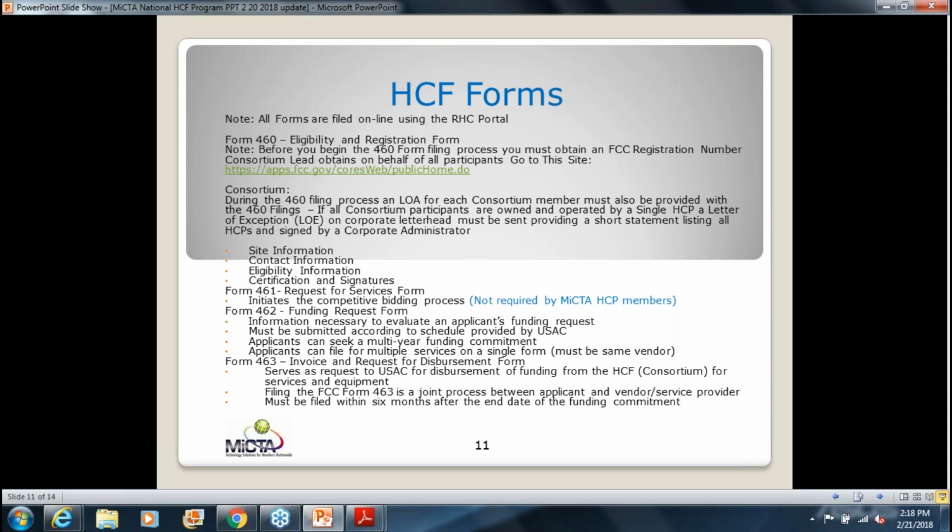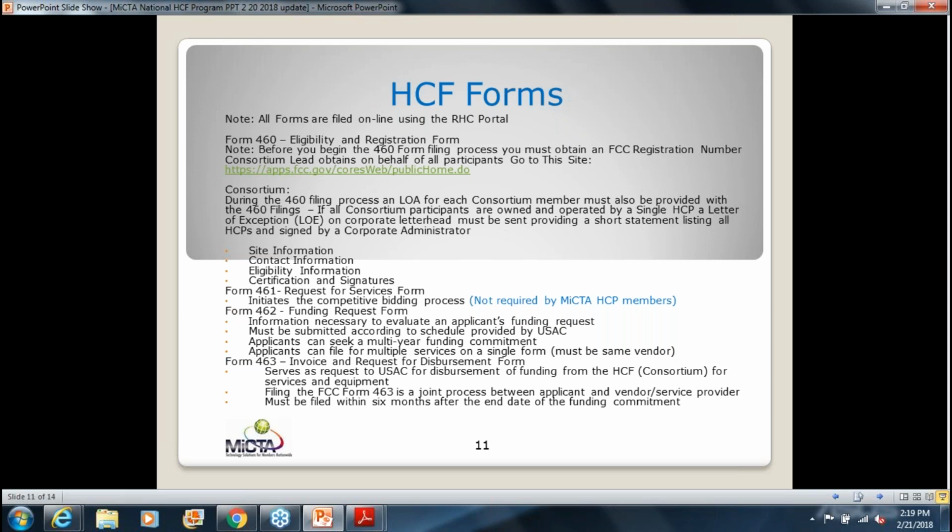Now you see the 461, which is the bid document. As you can see, that's not required by MiCTA healthcare provider members. So you bypass that process, and once you fill out your 460s and create your consortium, you can go right to the Form 462, which is the funding request form. And once you've been approved for that, the funding window for this program is the same as the E-rate program, beginning on July 1st of the funding year and ending on June 30th of the following year.